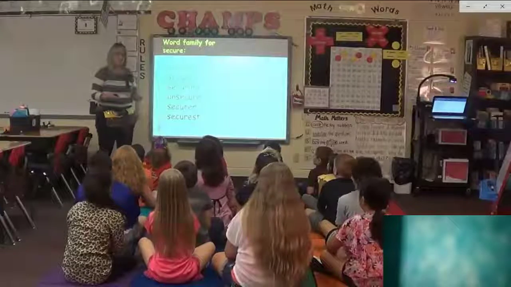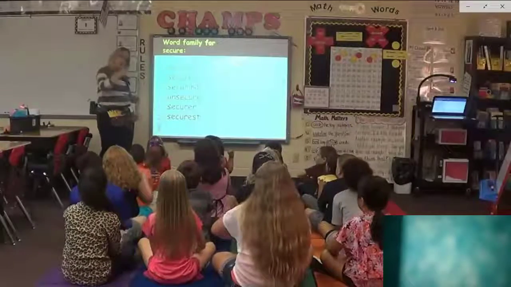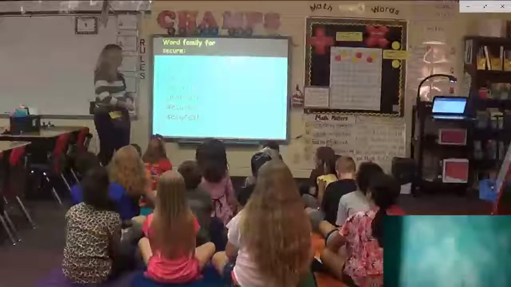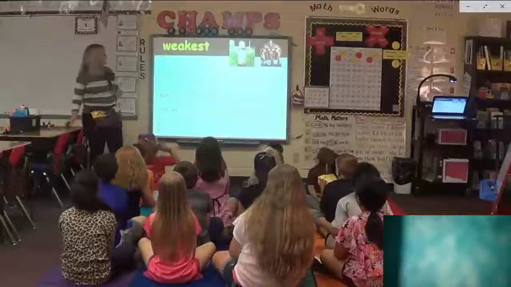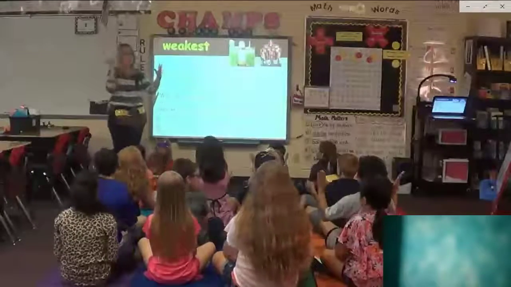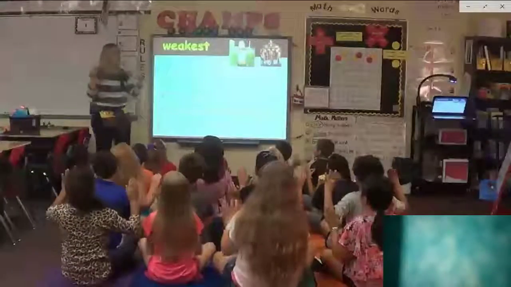Unsecure, when we see un, it means what? Not secure. And we're going to jump down to this one. Securest means most secure. Nice job. Mirror with words.